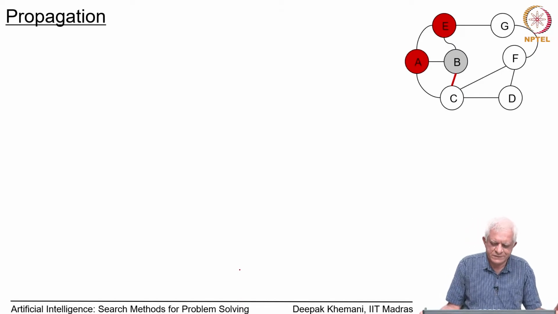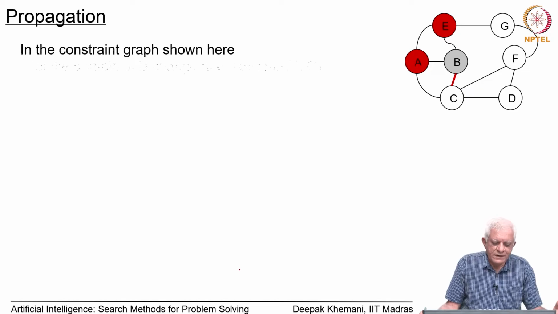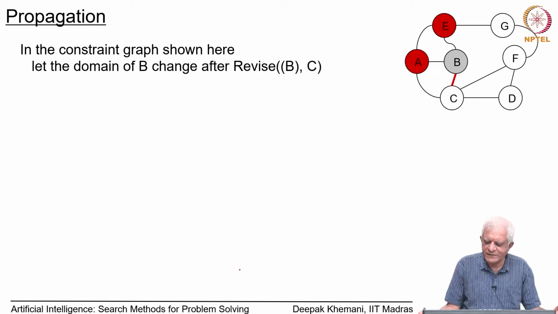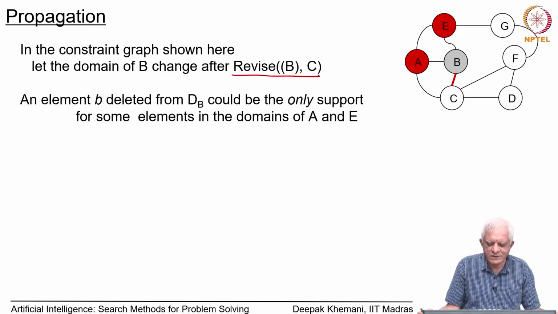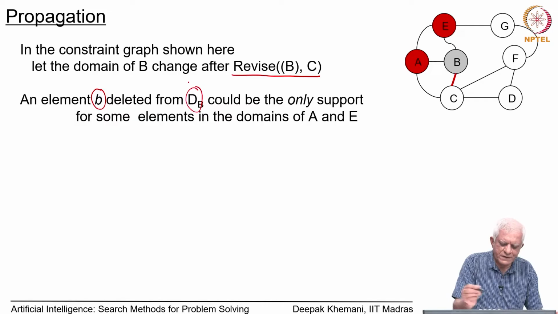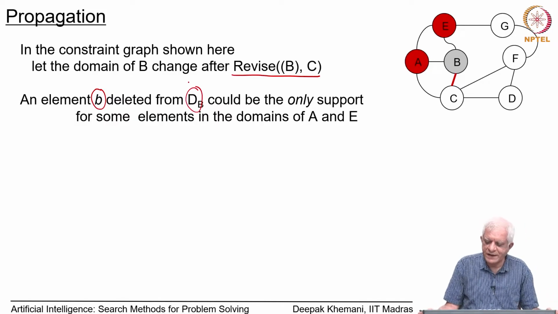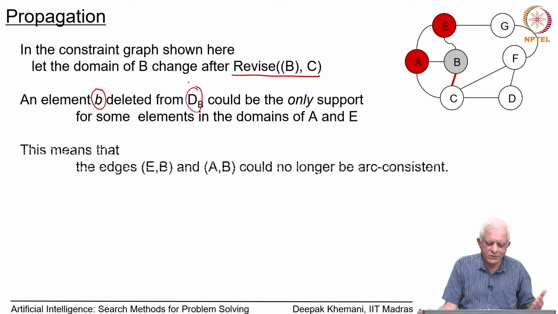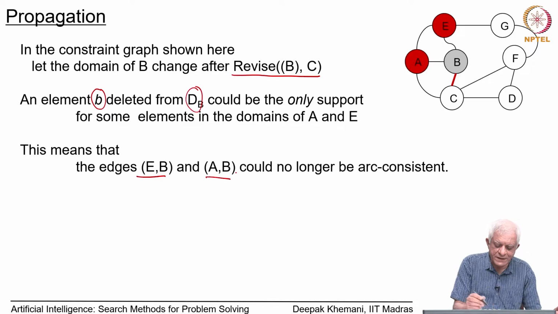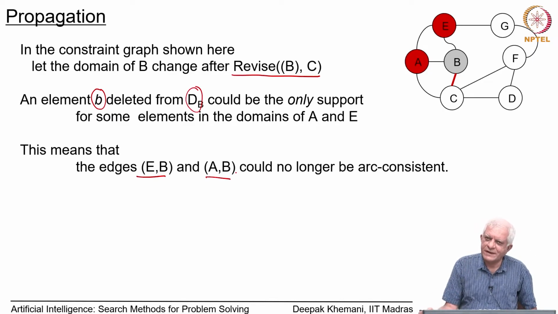We will look at this idea of propagation and look at this map coloring diagram on the right. Let us say we have done this operation of revise B with respect to C, and let us say that the domain of B has changed, because you are going to be pruning the domain of B, and let us say that some element b has been deleted from D of B. If that is the only support for some elements in A and E, as a consequence of deleting this b from the domain of B, those edges will not be R consistent anymore. So, what do we need to do? The edges EB and AB could no longer be R consistent. So, better go and make them R consistent again.